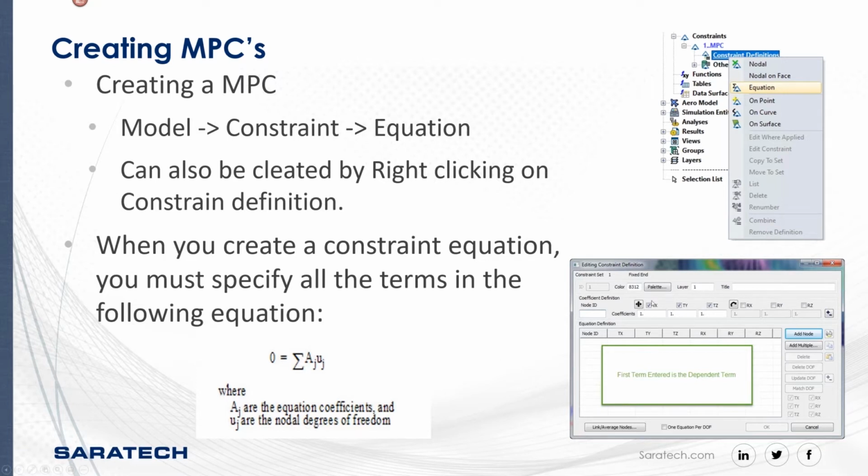So you would specify your title, your palette if you want to change it, the node that you're specifying, and those degrees of freedom, and that would add it down here to your equation. And I even put a note, the first term entered is the dependent term.